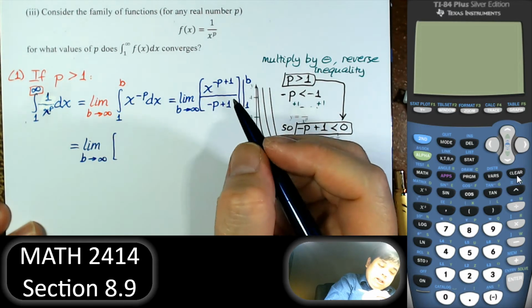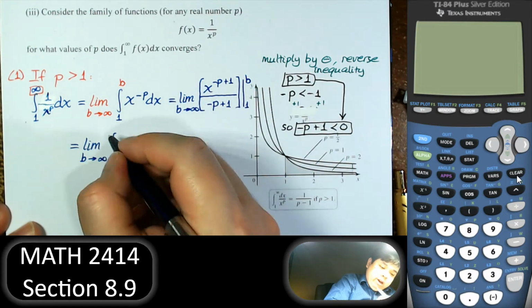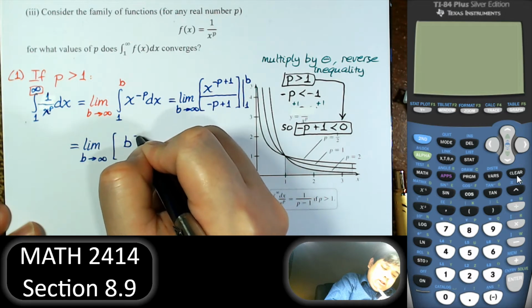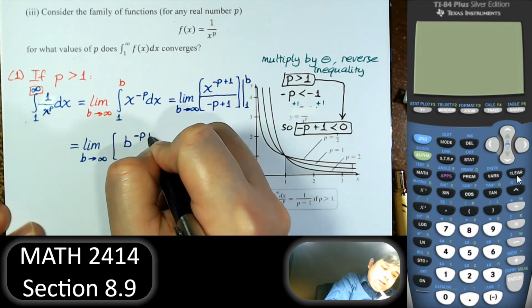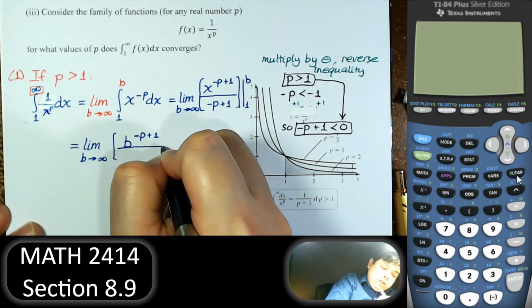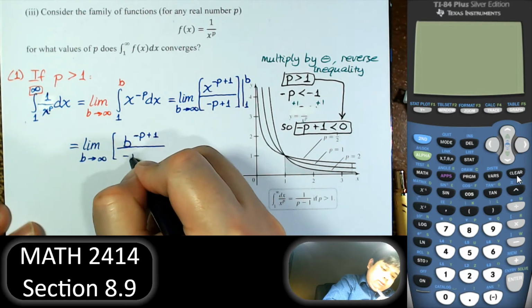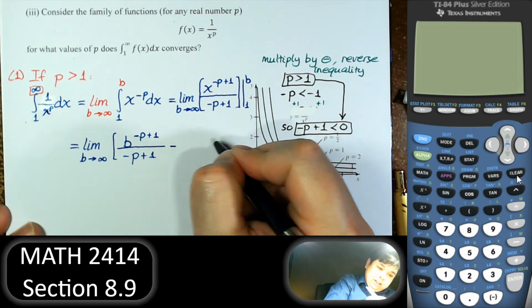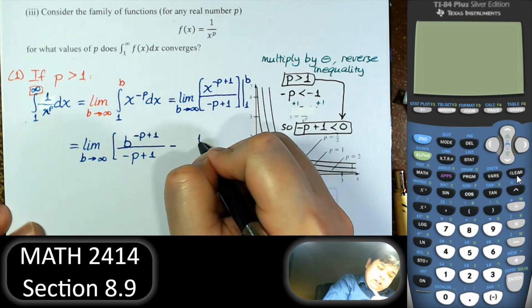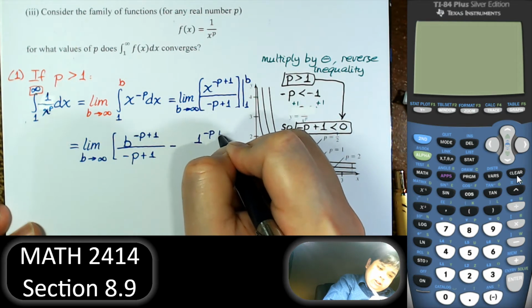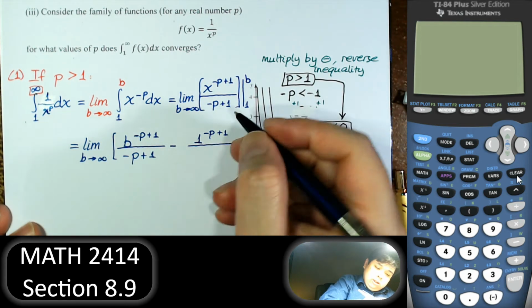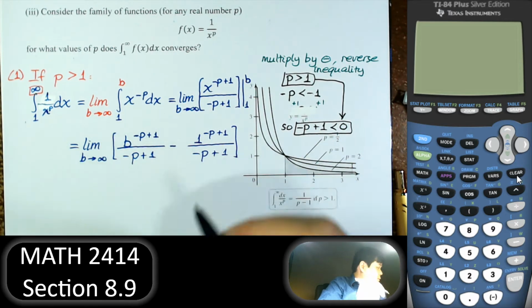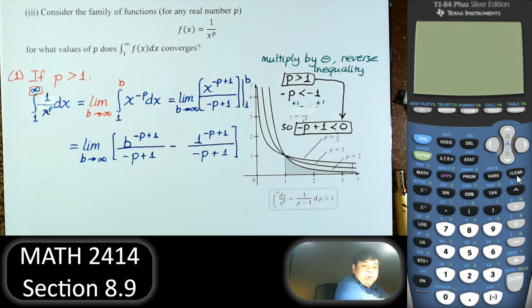So I'm just going to copy this and I'm going to substitute in b for x, and substitute in 1 for x. Right, so we do that.